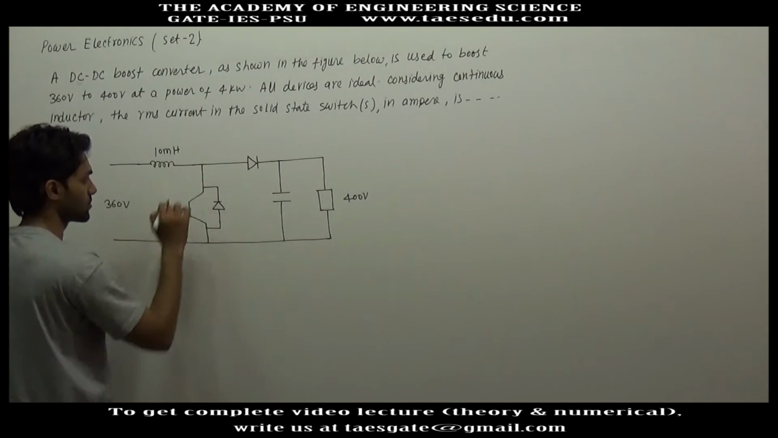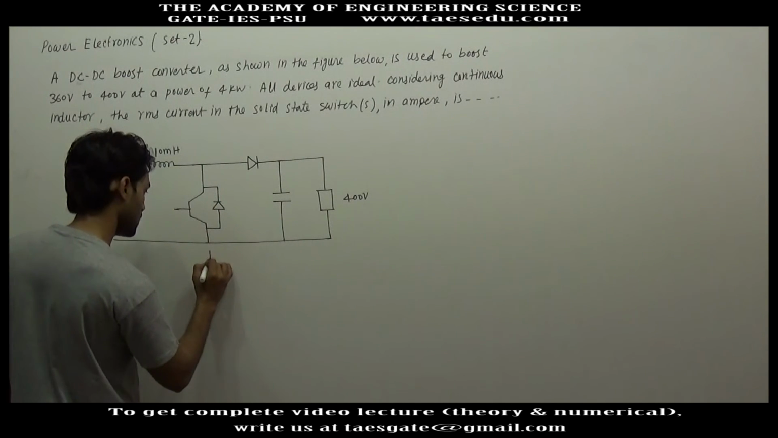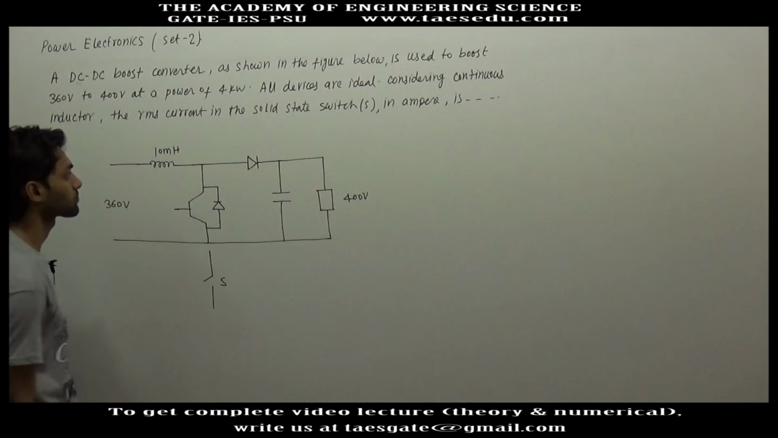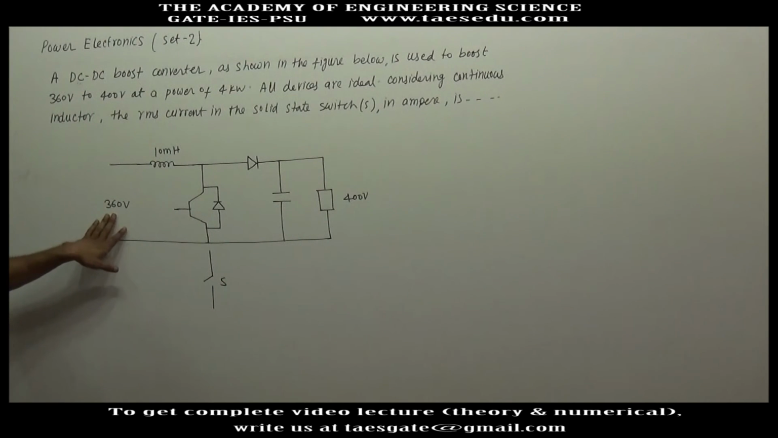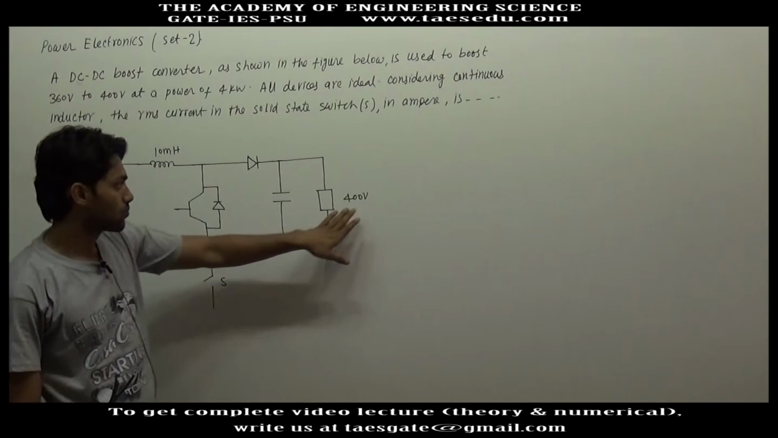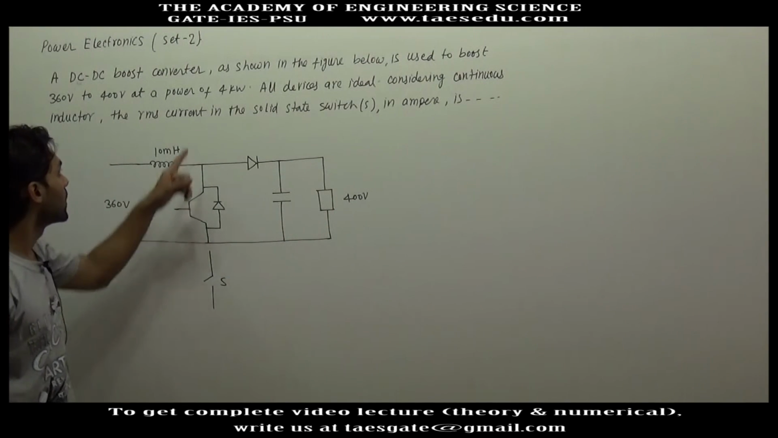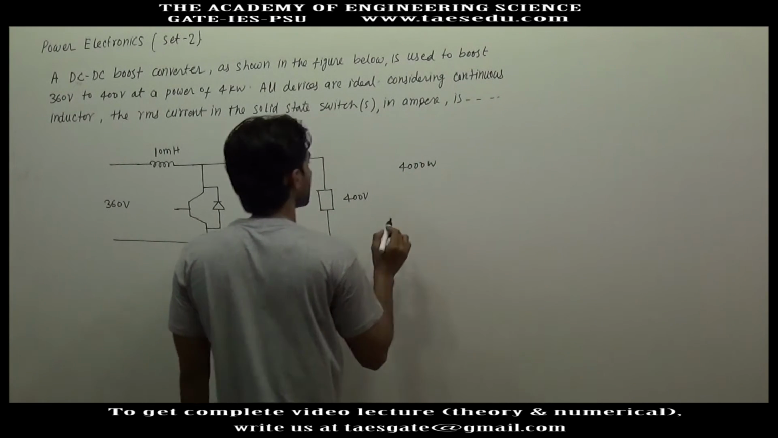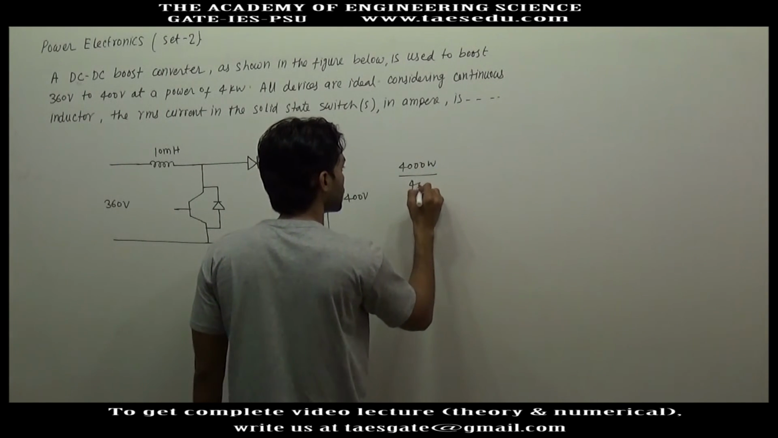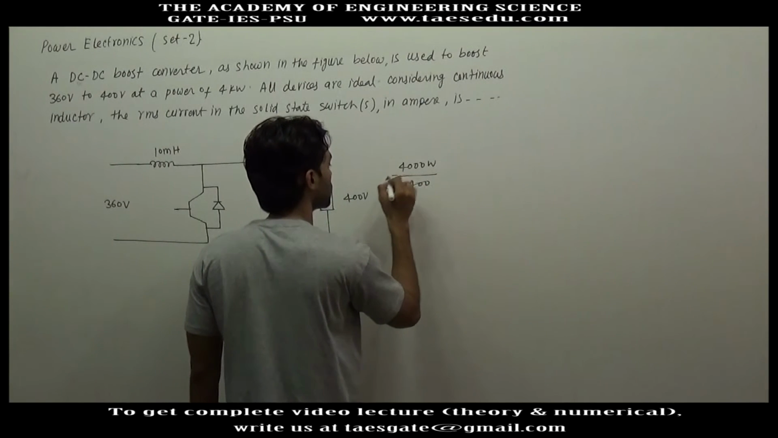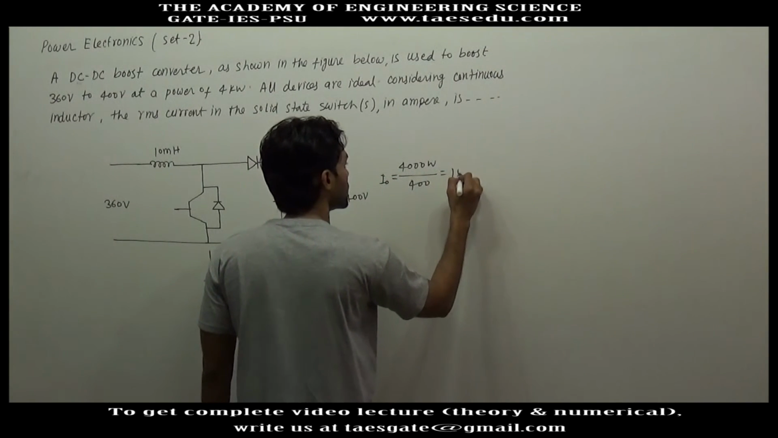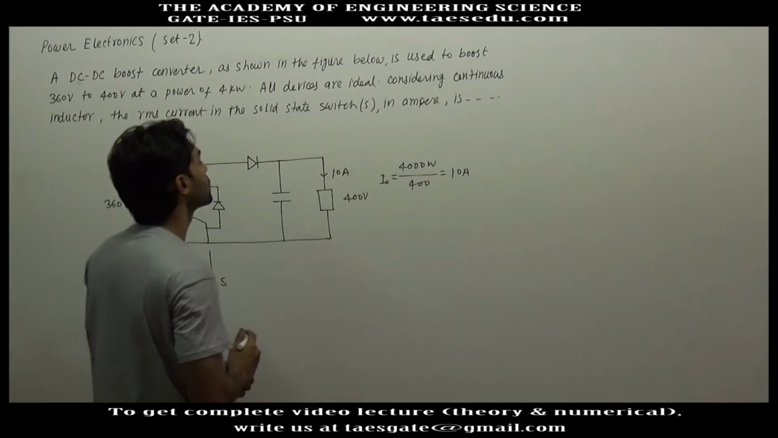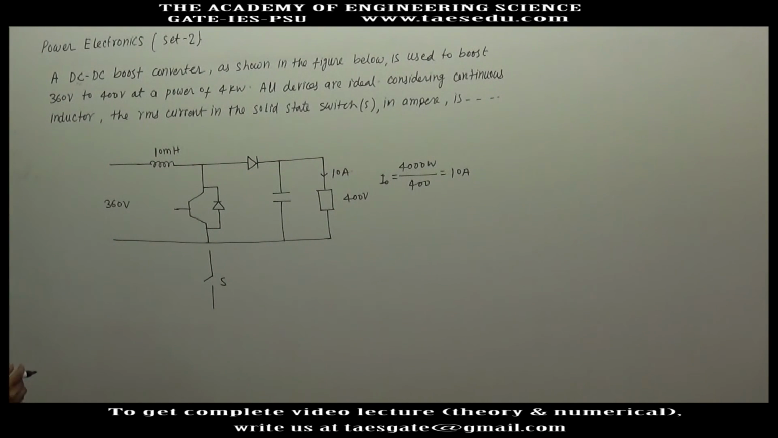This is a solid state switch. Instead of this switch, in the theory lecture I have shown just a switch S. The input voltage is 360 volt, output voltage is 400 volt, and the power is 4 kilowatt, 4000 watt. So the output current I naught will be 4000 watt divided by 400. This will be 10 ampere. The output current will be 10 ampere.